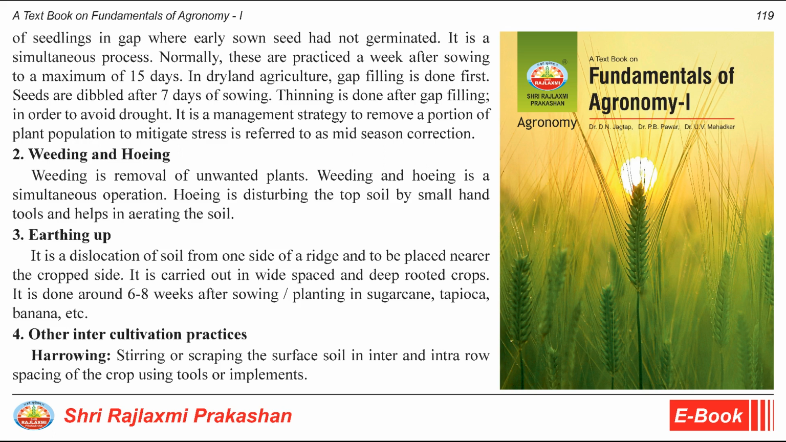In dryland agriculture, gap filling is done first. Seeds are dibbled after 7 days of sowing. Thinning is done after gap filling in order to avoid drought. It is a management strategy to remove a portion of plant population to mitigate stress, referred to as mid-season correction. Number 2. Weeding and hoeing.